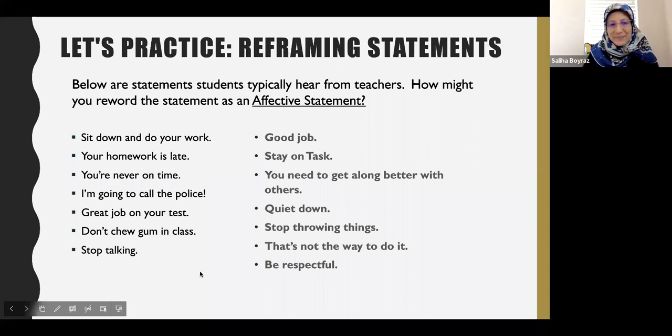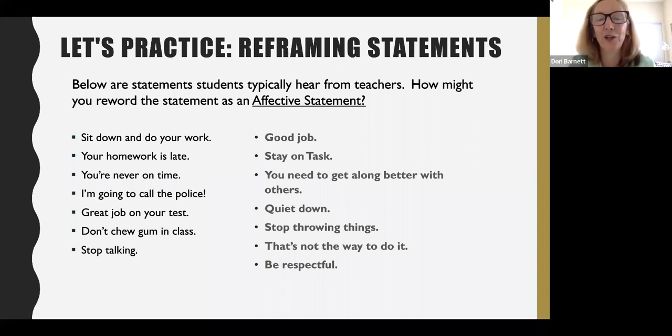Thanks. This is a list of common statements that students report they typically hear from teachers. So just to practice a little bit further, how might we reword these as an affective statement? I'm going to pick one. Or do you want to try one, Saliha? Like, instead of saying "good job," how would you say "I feel"?